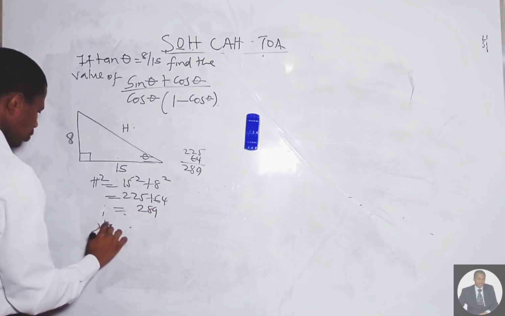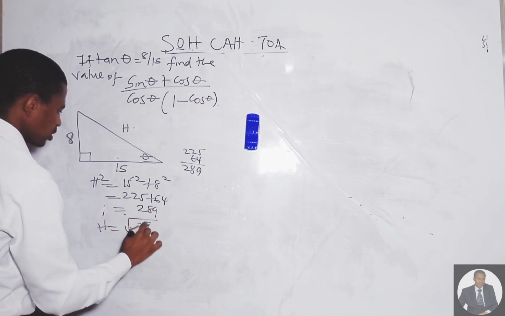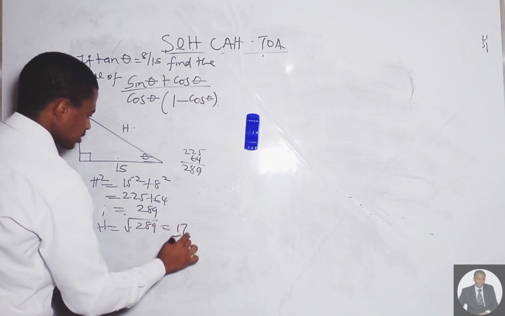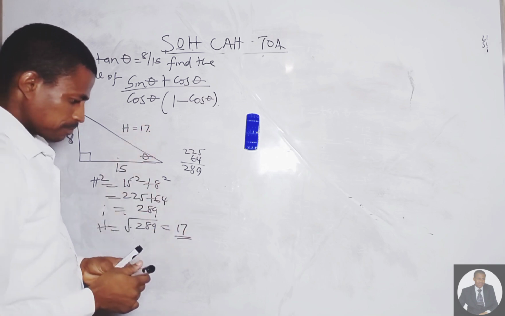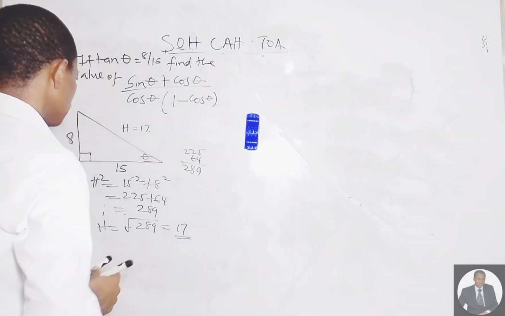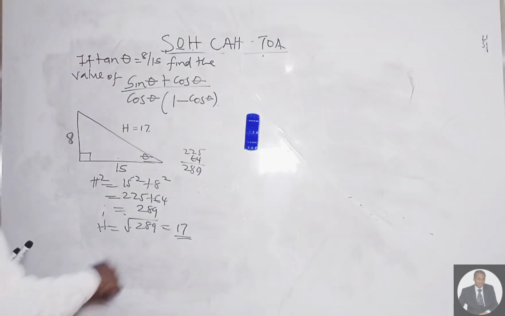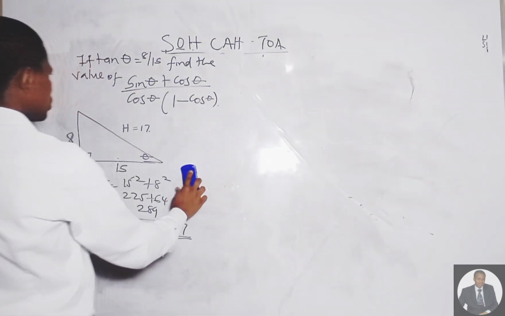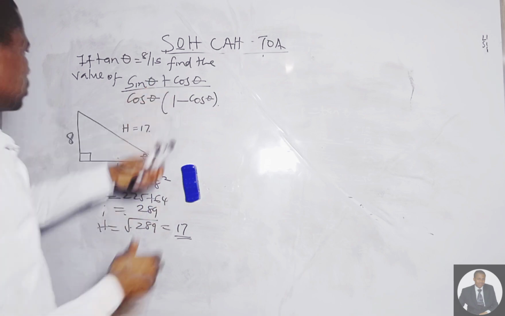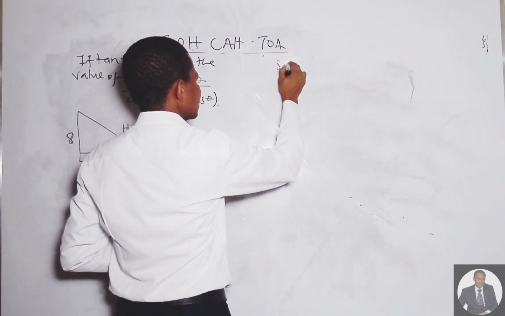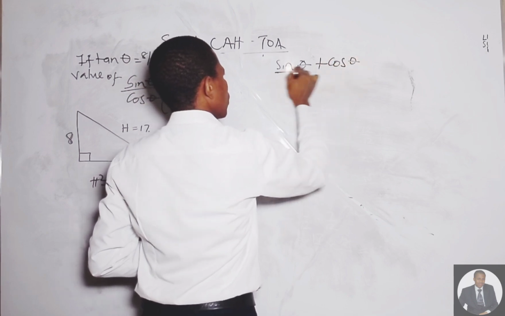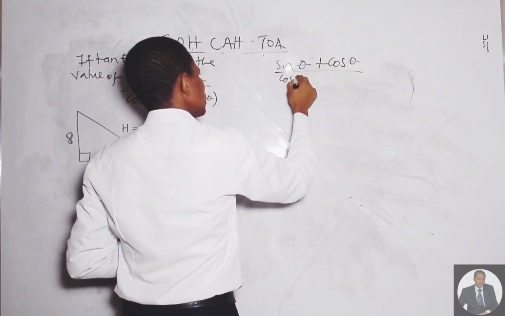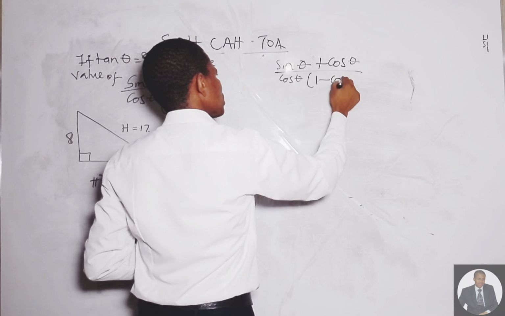So h will be the square root of 289, and that will give us 17. So h equals 17. In this, the hypotenuse equals 17. So having found the hypotenuse, we can now deal with this question: sine theta plus cos theta over cos theta into bracket 1 minus cos theta.